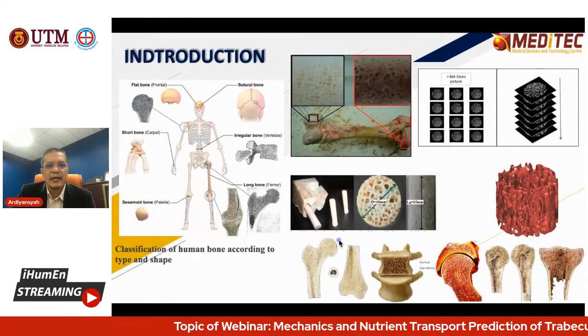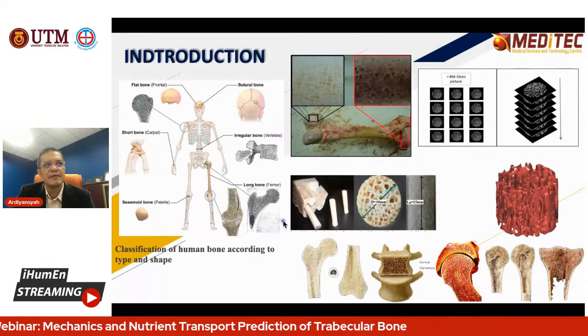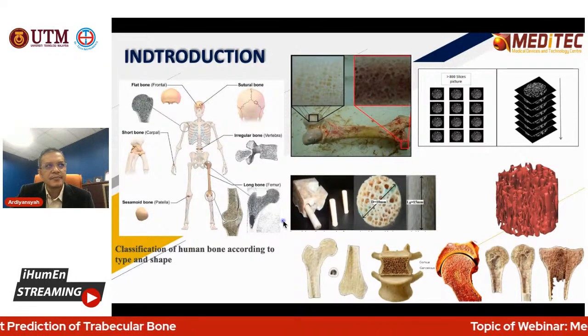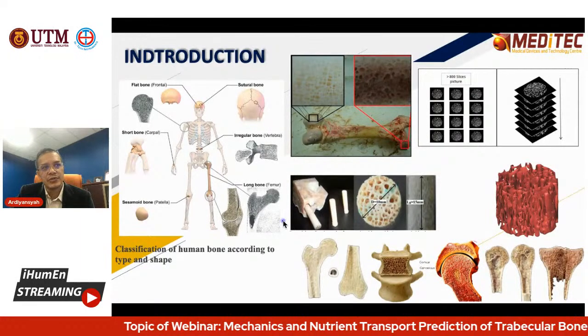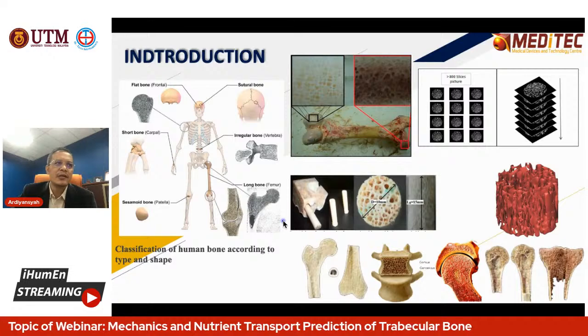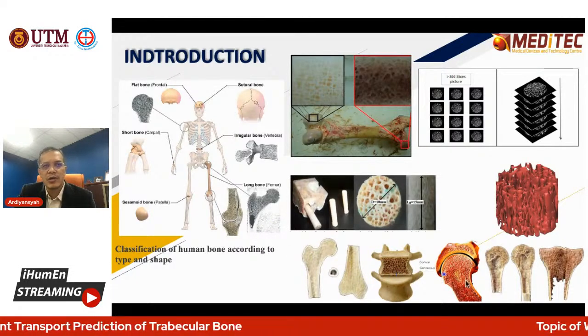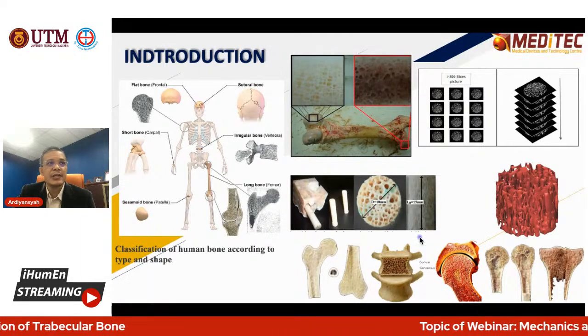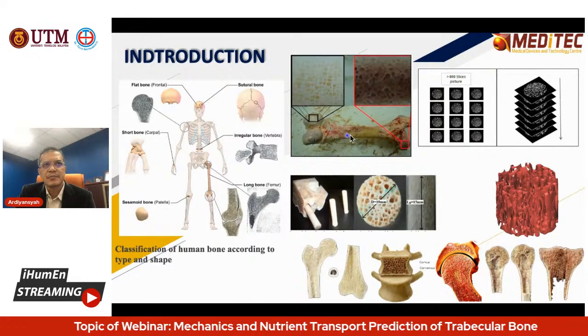Okay, these are the types of bones. Classification of human bone according to type and shape: the flat bones, sutural bones, short bones, irregular bones, sesamoid bones, and the long bones. In every joint there is what we call trabecular bone. In every joint of these bones there is cortical bone and trabecular bone. Okay, this is an example.